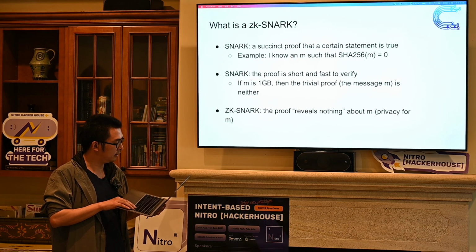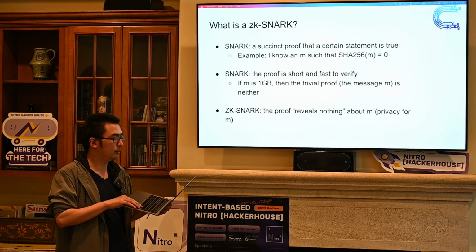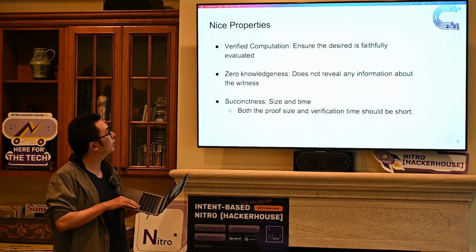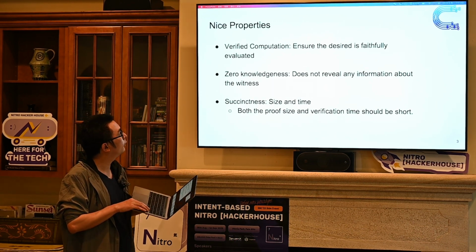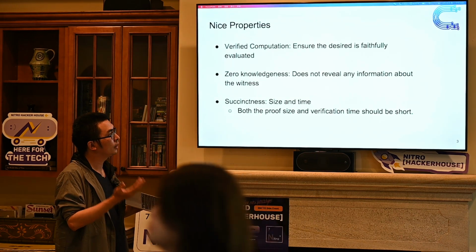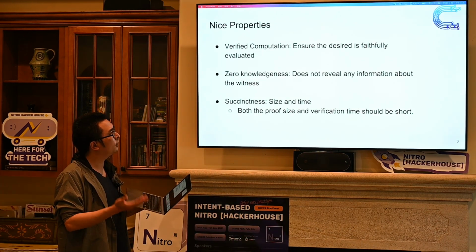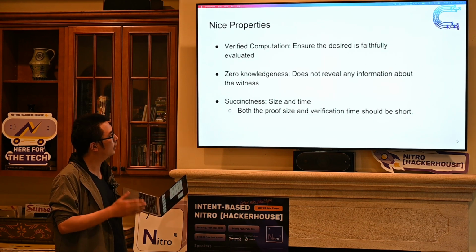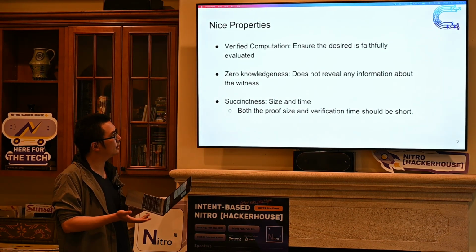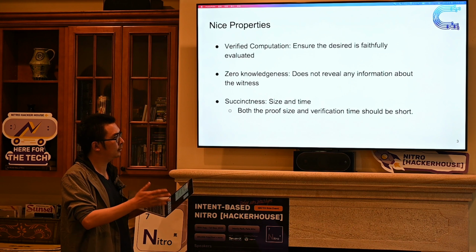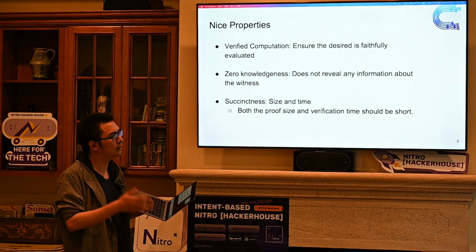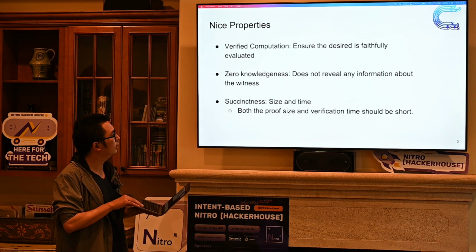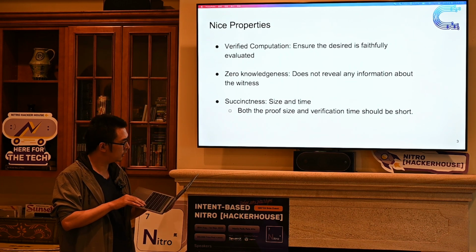And ZK Snark lets you hide the information behind the computation. And it has several nice properties to make it useful. For example, it has the concept of verified computation. You can ensure the desired computation is faithfully evaluated. You can hide the knowledge about a specific piece of information. Sometimes that is useful, for example, Zcash, and the proof size and proof time should be short.